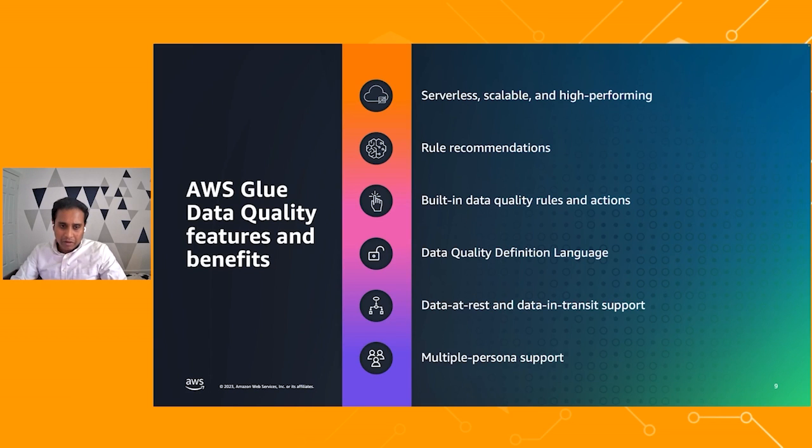Now, the fourth point here is the introduction of data quality definition language. A lot of tools, when you're writing rules, you are possibly writing them in a locked-in language. Data quality definition language allows you to author data quality rules in an open language.